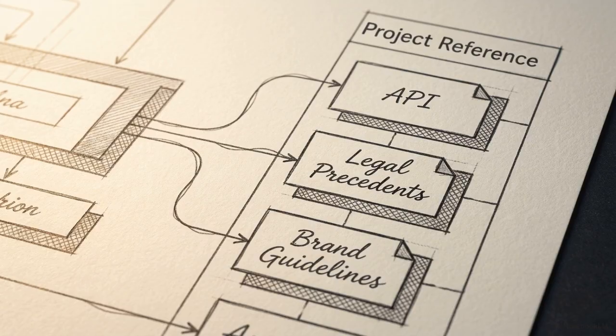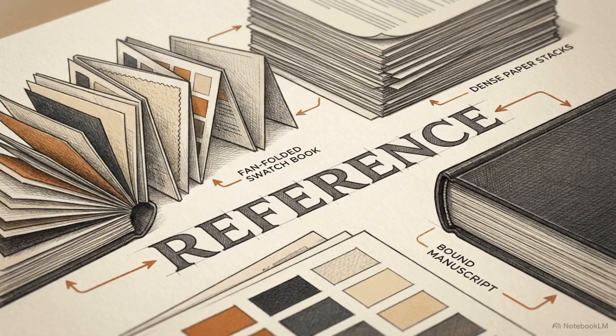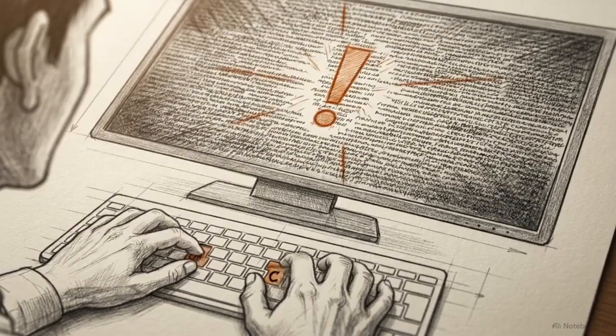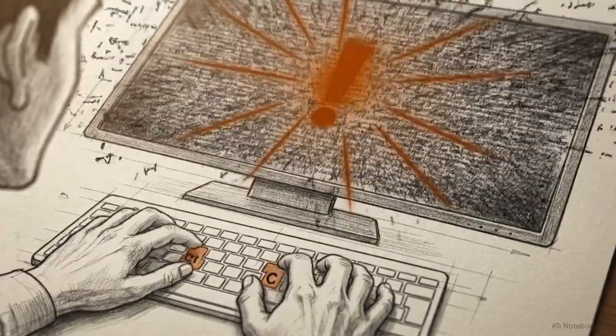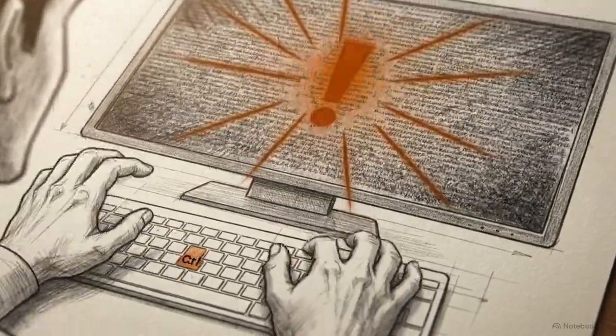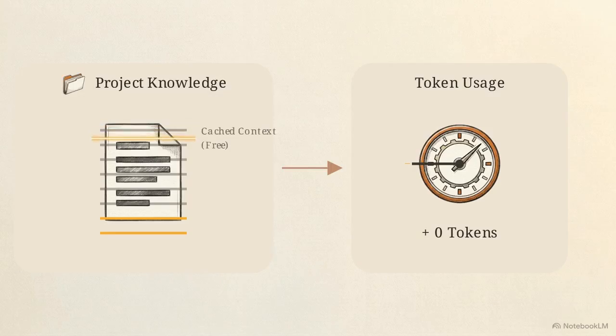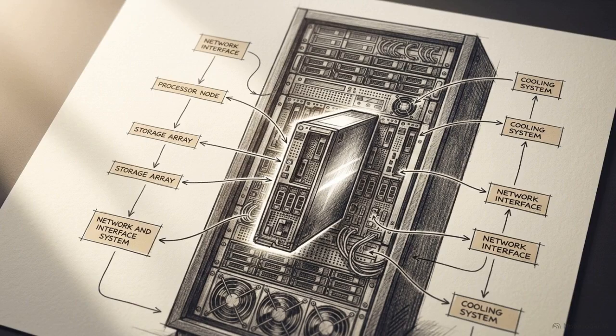This cache is the designated space for your dense, high-value materials, such as API documentation, legal precedents, or detailed brand style guides. Pasting these same massive text blocks into every new chat window is a common error that consumes tokens unnecessarily. Inside a cached project environment, the system only charges tokens for newly added or modified information. Offloading fixed context to the system's memory preserves your daily computational power for active problem solving.